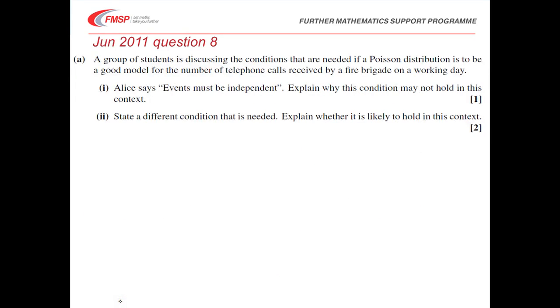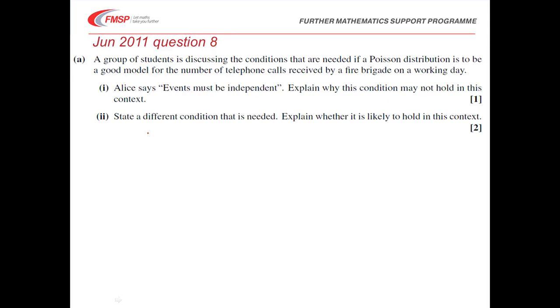Okay, so June 2011, question 8. We've got a group of students discussing the conditions that are needed if Poisson is to be a good model for the number of telephone calls received by a fire brigade on a working day. Alice says that events must be independent. Explain why this condition may not hold in this context.